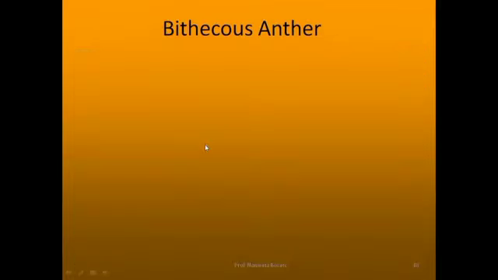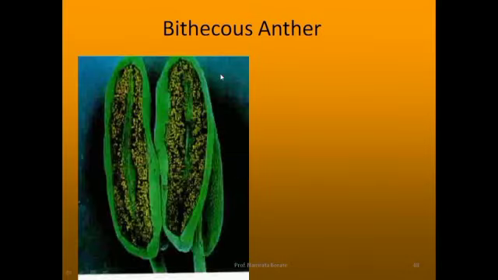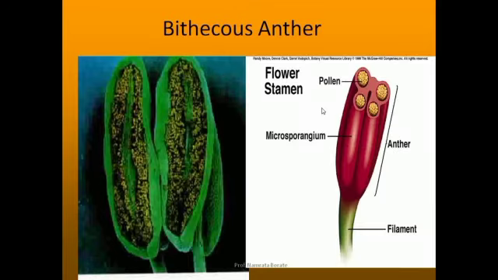The second one, the bithecous or dithecous anther, consists of four locules: 1, 2, 3 and 4. There are four locules, called four sporangia. So it is called tetralocular or tetrasporangiate. I think all of you understand the monothecous and bithecous anther.